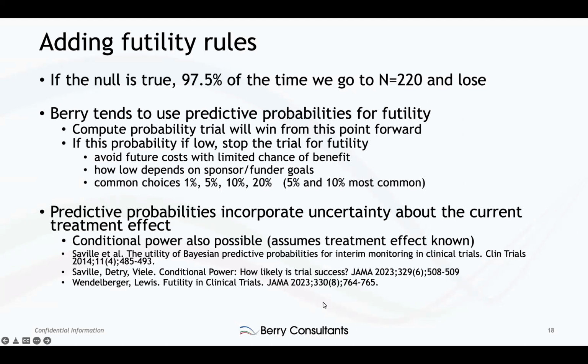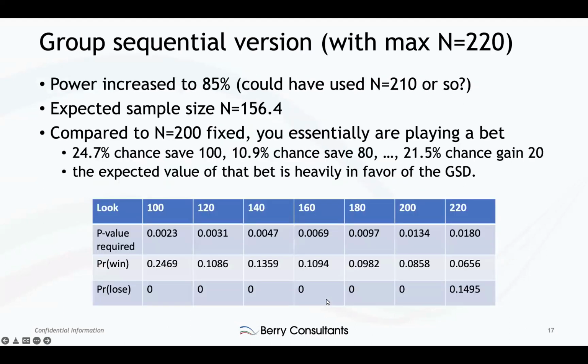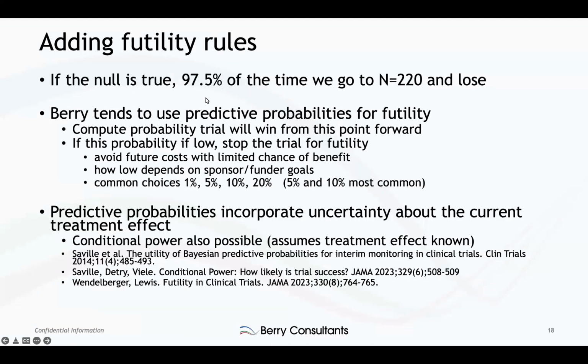So if the null were true, so the graph I just showed, this is under the alternative. If the null is true, then 97.5% of the time, I'm going to go all the way to the max and I'm going to lose. Well, I don't want to do that. I want to stop early in that case. If things aren't going well, I'd like to pursue other opportunities, allow the patients to pursue other opportunities.